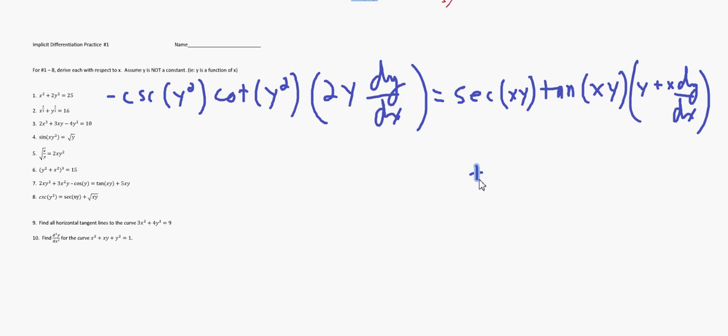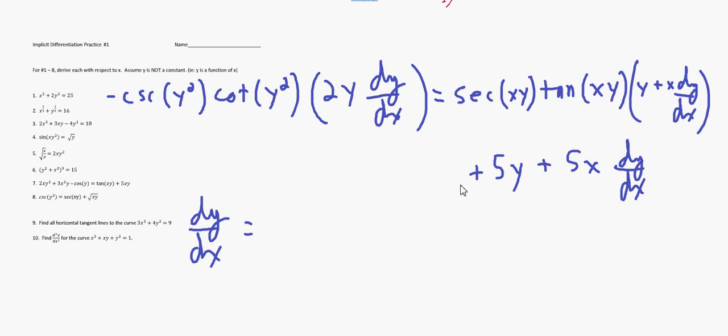Plus, deriving 5xy calls for the product rule. That's going to be 5y plus 5x dy/dx. And simplifying this whole thing down, everything without a dy/dx is going to be on top. And that's going to be this 5y, and this secant xy tangent xy times y. Because we really have to distribute this into the y and the x dy/dx. So the first part is going to be y times secant xy tangent xy, and that's not going to have a dy/dx on it.